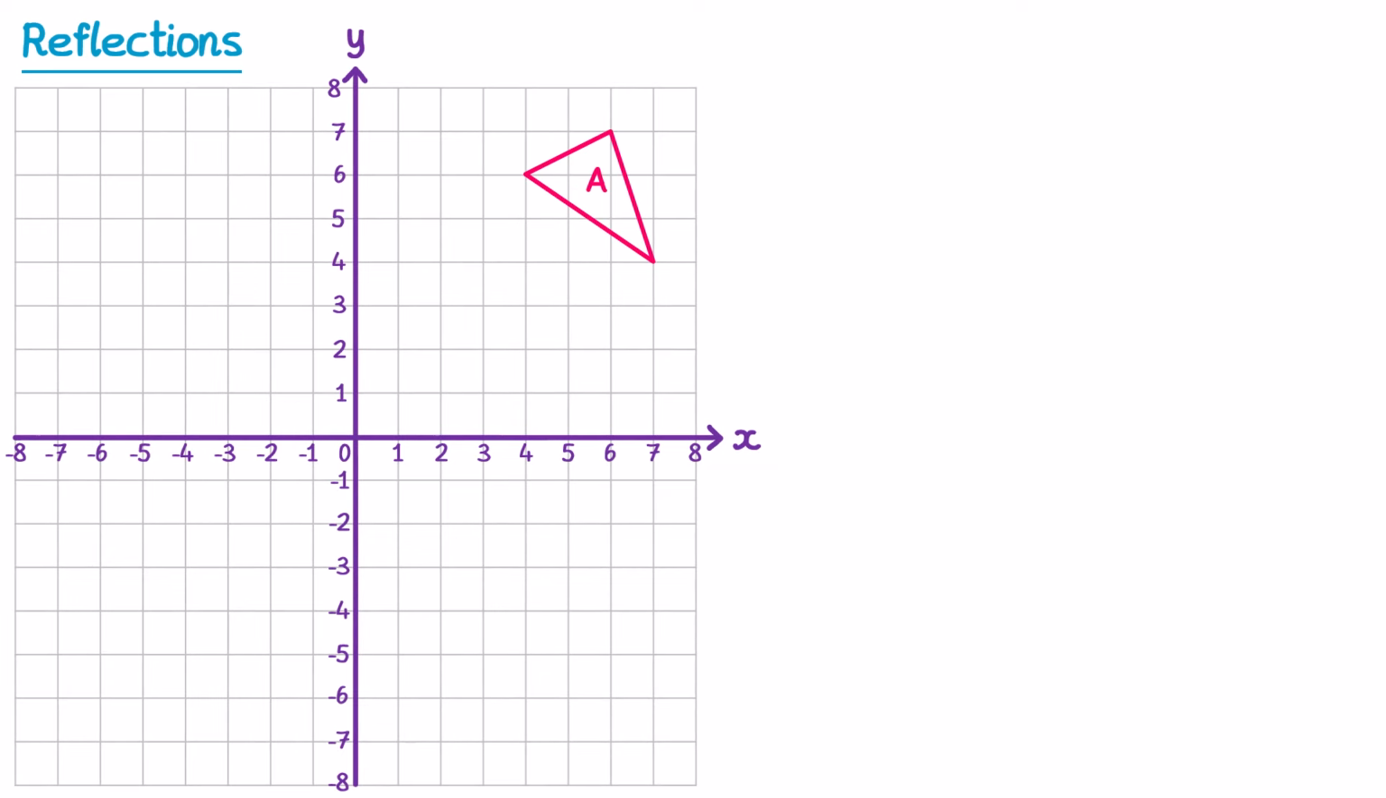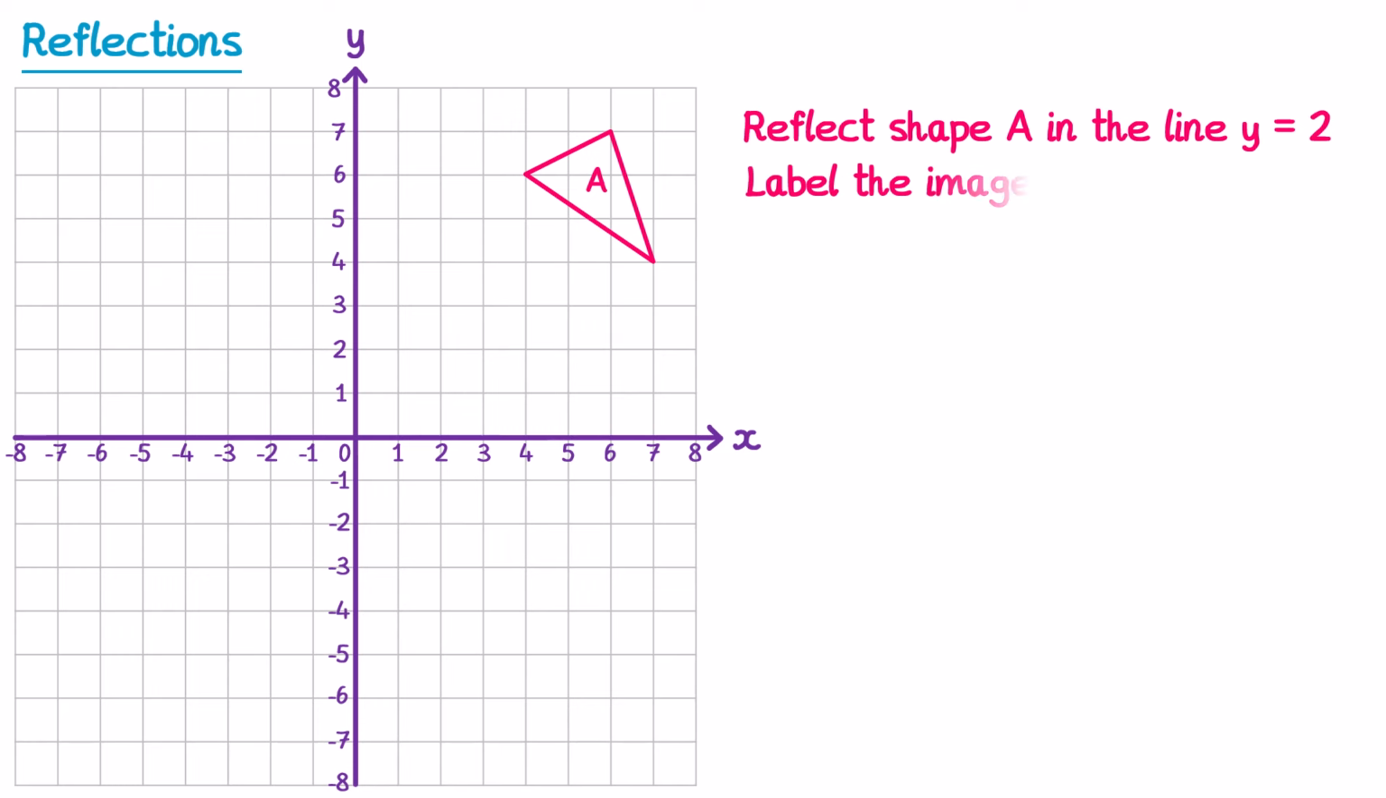So a question may give you a shape A like this, and say reflect shape A in the line y equals 2, and label the image B. First of all, we want to draw on the line y equals 2. This is a horizontal line that crosses the y-axis at 2, so it goes here. Then we can reflect the shape in this line using the same strategy as before. We'll do it one corner at a time.